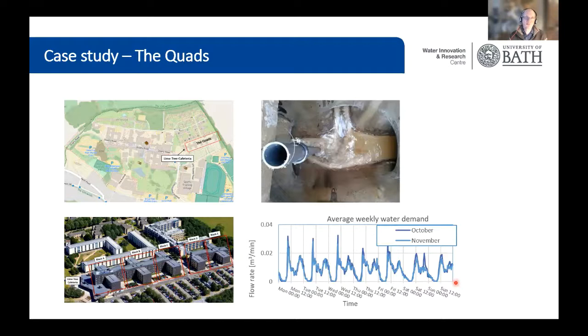Now, this is the flow pattern. This is actually measured data for the water demand. And you can see there's a very high sharp peak in the morning at 8. That's when all the students are going into the shower before they go to the lecture theaters. And we did temperature measurements like this. We installed a temperature sensor in the manhole, which we could monitor as well.